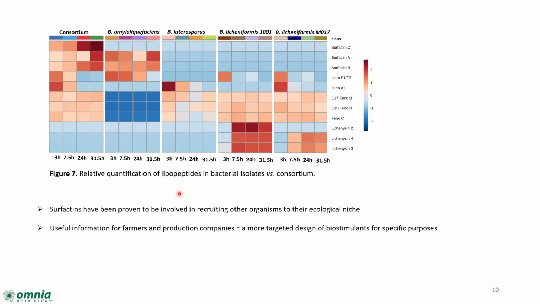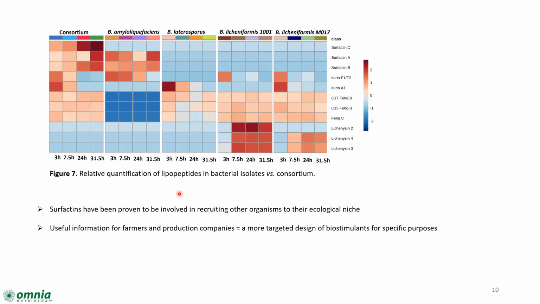This information can be used in several ways. For example, surfactants have been proven to be involved in recruiting other beneficial microorganisms into the plant's ecological niche. Therefore, it would be beneficial to apply a consortium as compared to the single strains, as this would encourage a favorable microbial community, thereby encouraging synergistic collaboration in the plant microbiota.